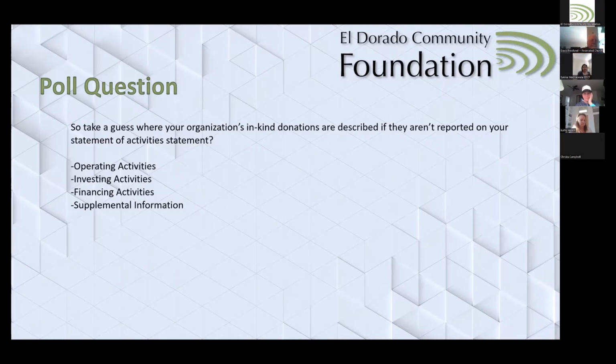Okay, I'm going to end the poll. Does it let me end the poll? Okay. 52% said operating activities. Now, if they were reported on your statement of activity statement, that is, if they were reported on your P&L, then that's right. They would show up as operating activities.